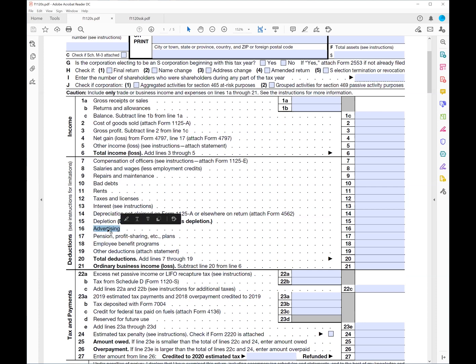Advertising, just as it states, is an advertising expense. That's not going to be added back in. Pension and profit sharing plans, again, are a real expense that's going to be included on there. Employee benefit programs are another expense, a true expense. Other deductions, see attached statement. Anytime you see other deductions, you're going to want to find that statement and review it. Other deductions is a catch-all for everything and anything.